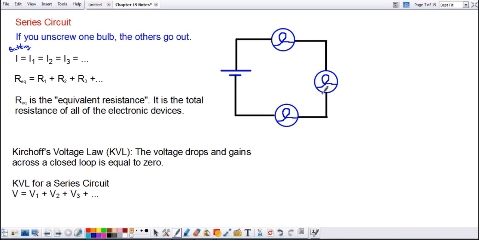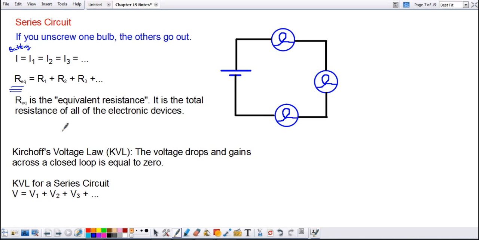Resistance, on the other hand, is a little bit different. Again, this is the equivalent resistance. This is the resistance that if you took out these three light bulbs and you put one light bulb in to replace them, it would be equivalent to these three, okay? So this is what the equivalent resistance is. It's the total resistance of all the electronic devices.